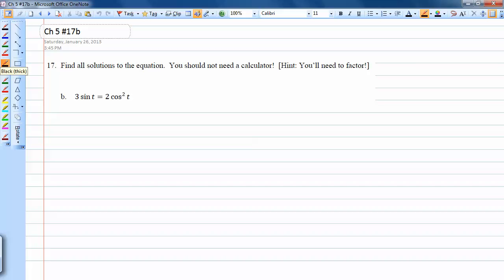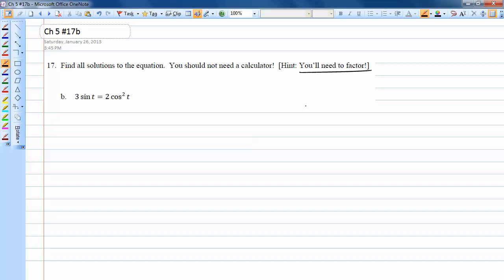Okay, so 17b is what I want to try here. When you first look at it, there's not a ton you can do with this thing. The hint is actually what gives this problem away. This is the strategy for this one. You're going to need to factor, which means you're probably going to get some sort of quadratic in there.